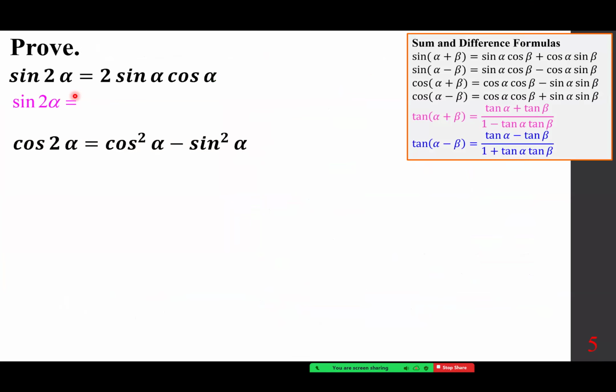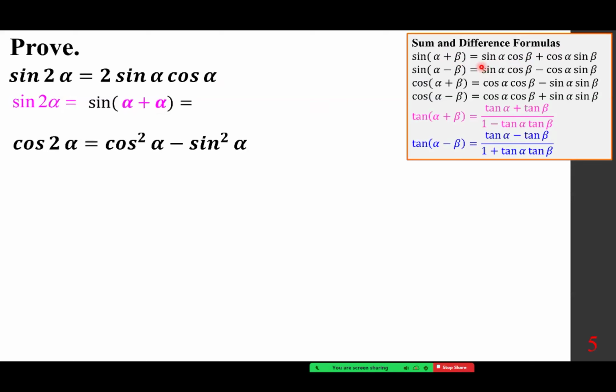So we want to prove that sine of 2 alpha is 2 sine alpha cosine alpha. So we are going to use the fact that we proved: sine of alpha plus beta is sine alpha cosine beta plus cosine alpha sine beta. So instead of beta, we are going to use alpha. So that's sine of alpha plus alpha. If I replace this beta with alpha, it becomes sine alpha cosine alpha. So all the betas are replaced with alpha.